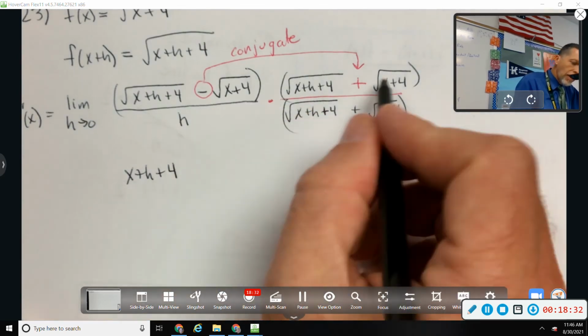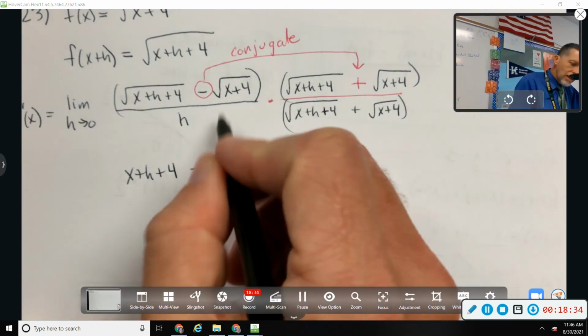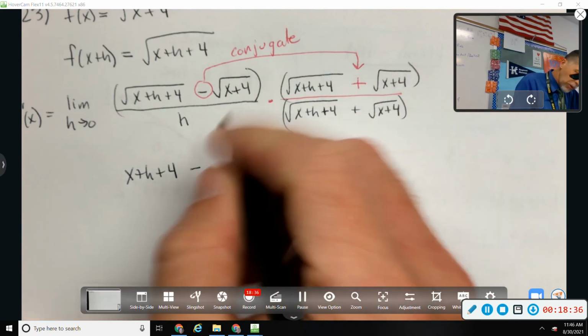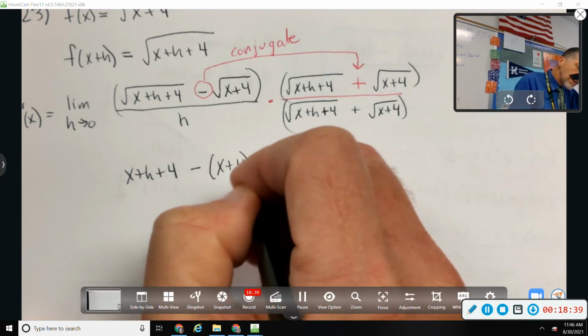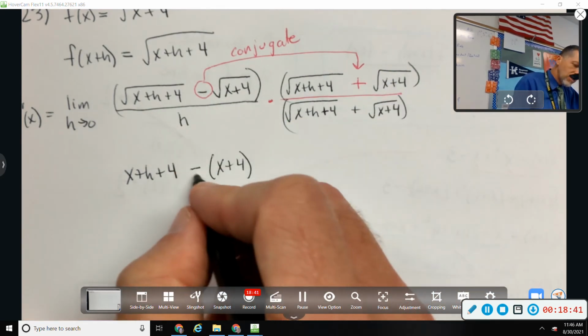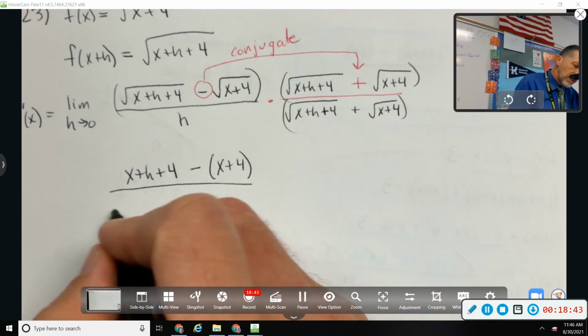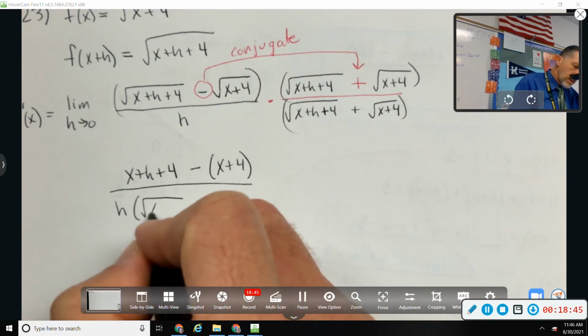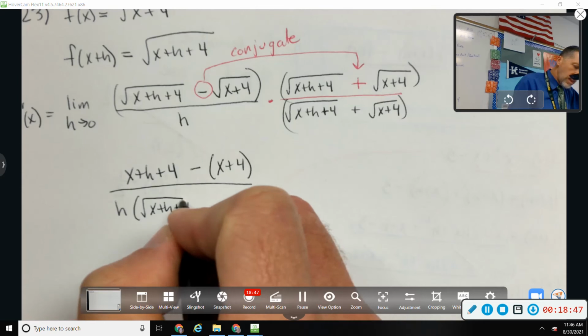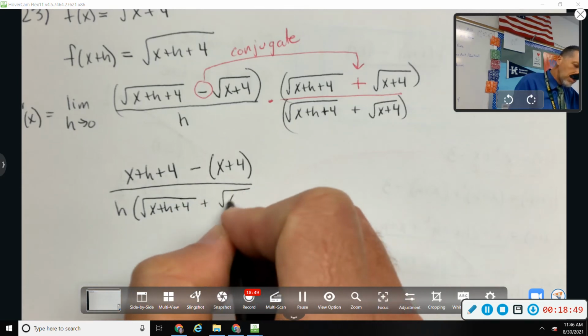The last, root x plus 4 times root x plus 4 is x plus 4. Careful with the minus sign though. Make sure it's going to get distributed to everybody. And the bottom we don't mess with because we hope that something cancels.